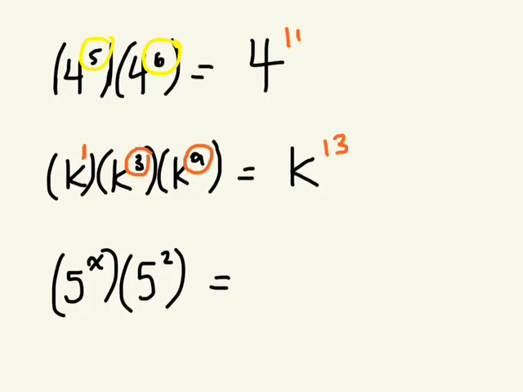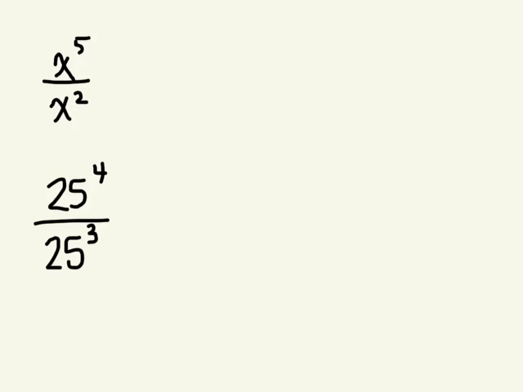How would you write the last one? So again, the rule is write the base. Is it 5x to the power 2? So you write the base, which is 5, and then it's to the power of, add the exponents. X plus 2.